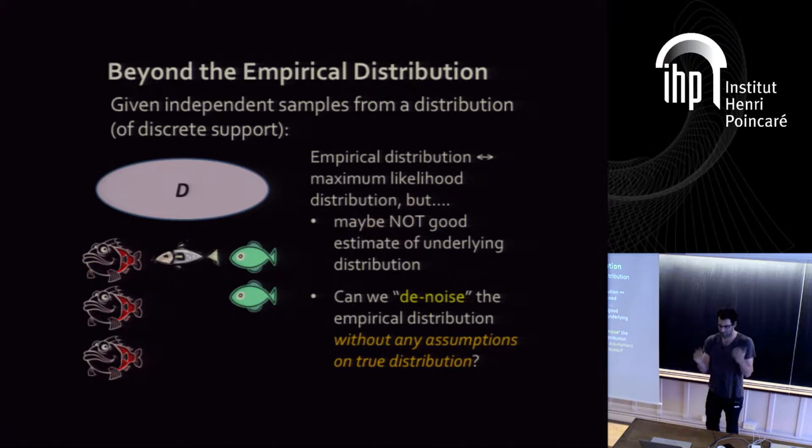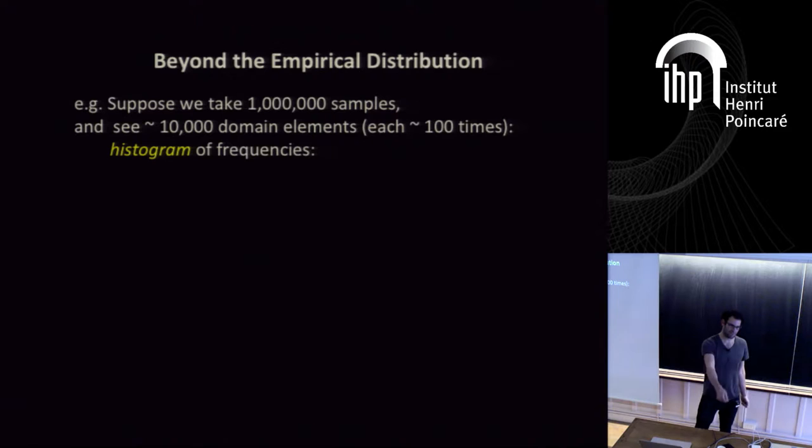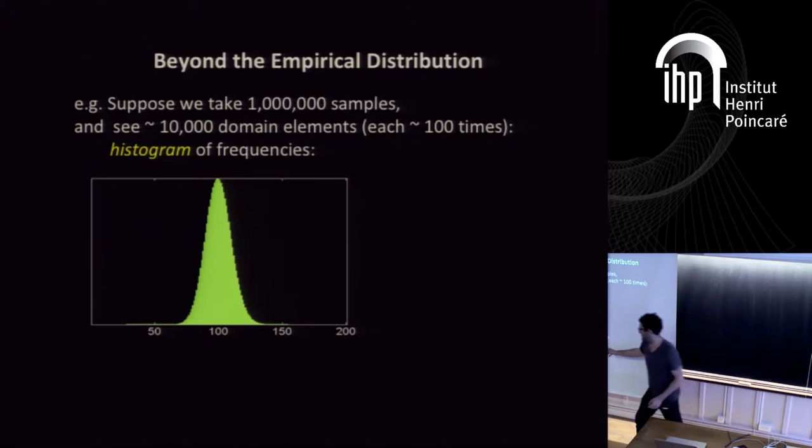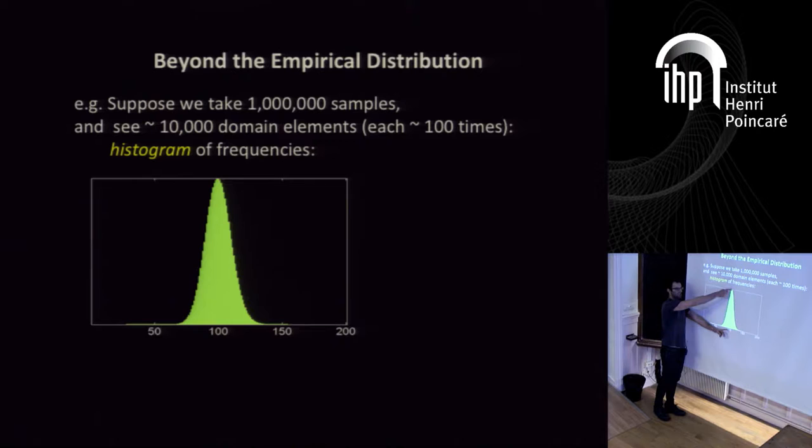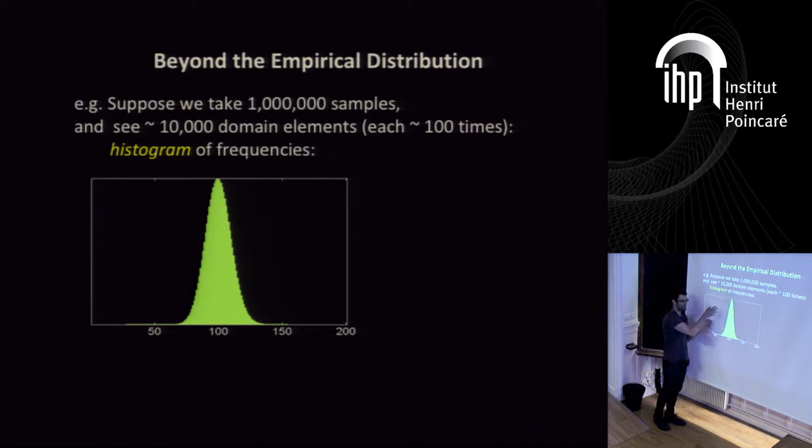Maybe to start, I'll just give an intuition that you can actually do something. Suppose we take a million independent draws from some distribution, and we see roughly 10,000 domain elements, and each domain element we see about 100 times. Suppose we look at the histogram of the frequencies with which we see the domain elements, and we see something like this. There's a big peak at 100. This means that most of the domain elements we saw 100 times, and some things we saw 120 times, some things we only saw 80 times. You can think of this as a histogram of the histogram of our sample.